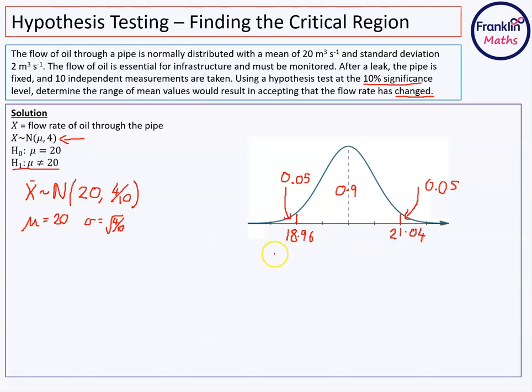Okay, and basically then what we're going to do is write down the range of mean values. So for us to reject H0 and say that there's been a change, we'd have to say that X, the distribution of the sample means, is going to have to be less than 18.96, or the distribution of the sample means is going to be greater than 21.04. Okay, so in this case here, I'm just finding out the critical region.